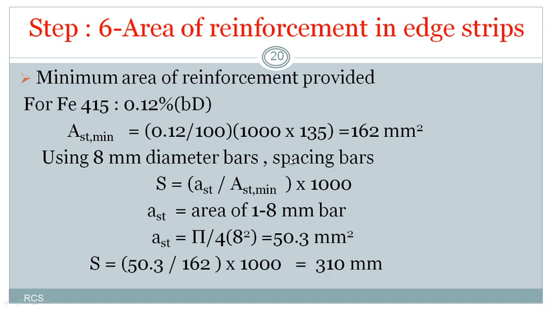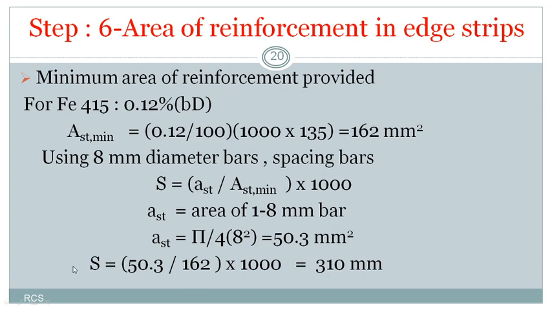For this we have to calculate the spacing. In this region also we use 8 mm diameter bars. The area of an 8 mm diameter bar, small AST, is equal to 50.3 mm square. The spacing would be small AST by capital AST minimum, whole multiplied by 1000. If you substitute those values, small AST is 50.3 and AST minimum is 162, whole multiplied by 1000, and we get 310 mm.